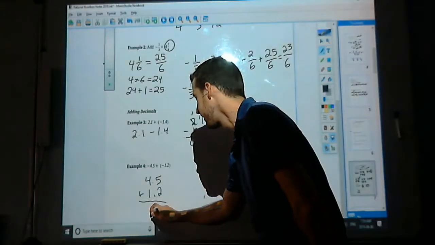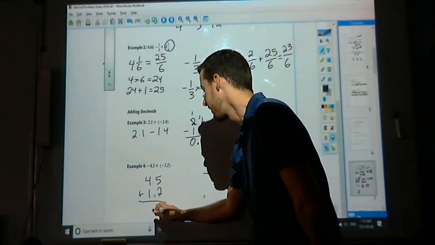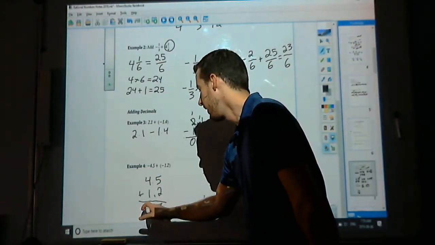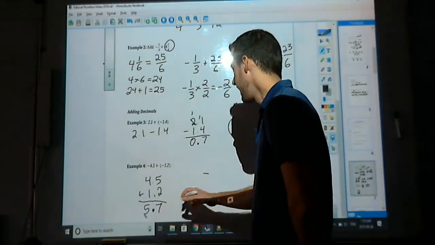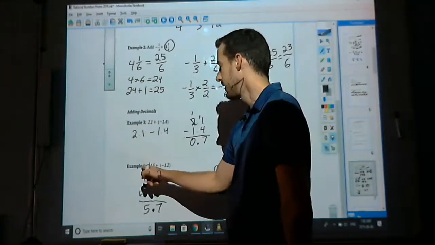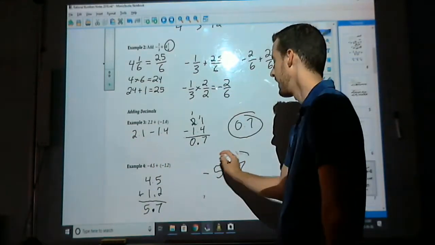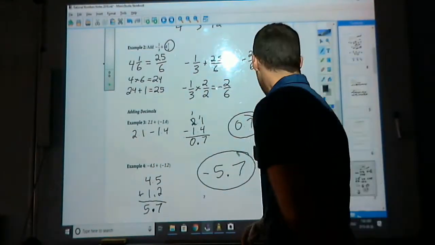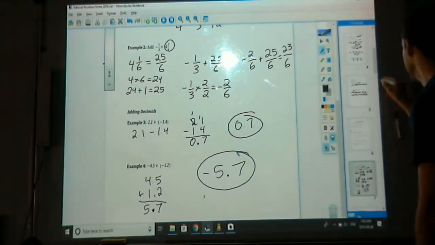So decimal stays in the same spot. 5 plus 2 is 7. 4 plus 1 is 5. And so our final answer is going to be negative 5.7. We just borrowed these negatives from before, so that's why our final answer is negative. Okay, so let's keep going, guys.